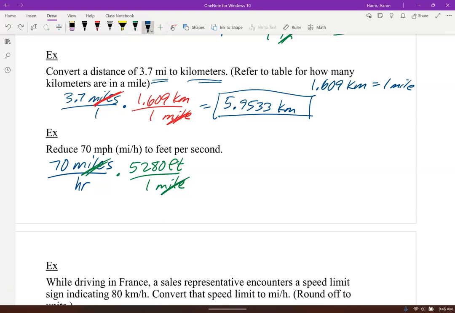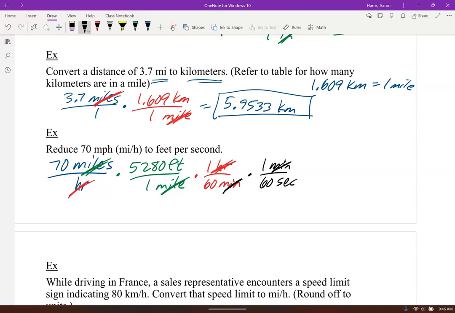So let's go from hours to minutes. For every 1 hour, there's 60 minutes. Hours are gone. Now I'm in feet per minute. I don't want feet per minute. I want feet per second. So now we just got to get rid of our minutes. For every 1 minute, there's 60 seconds.